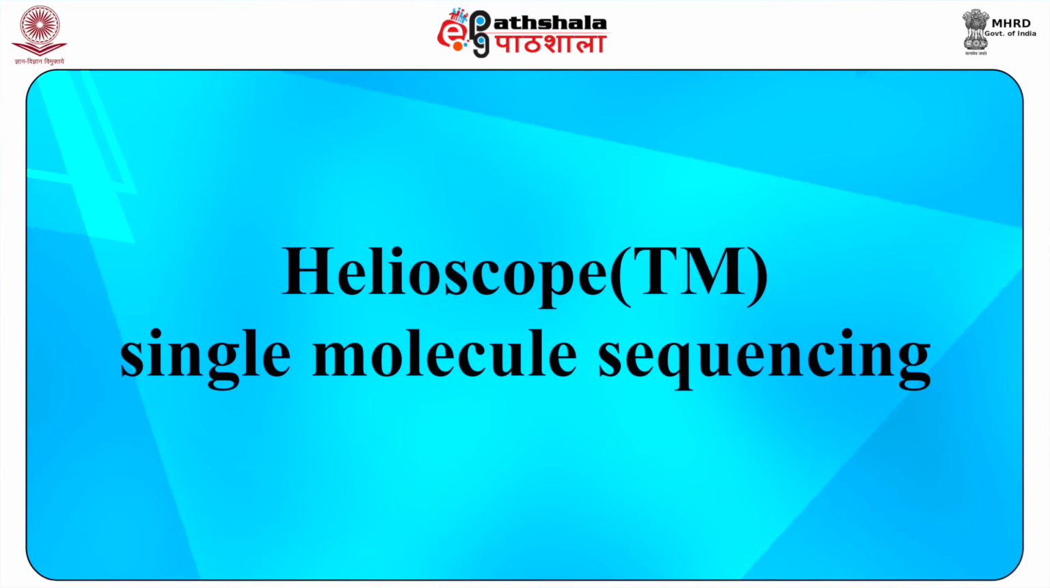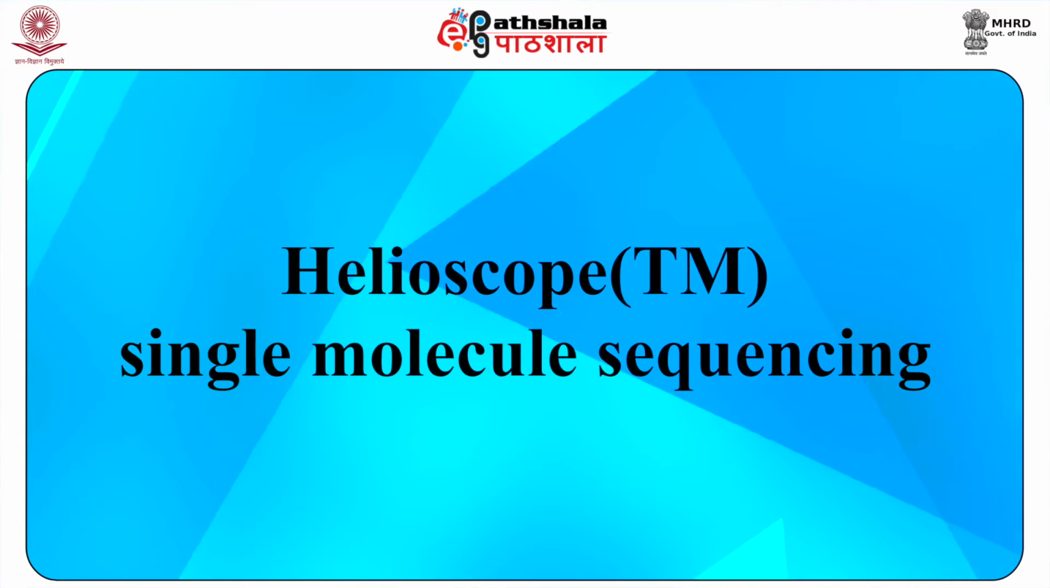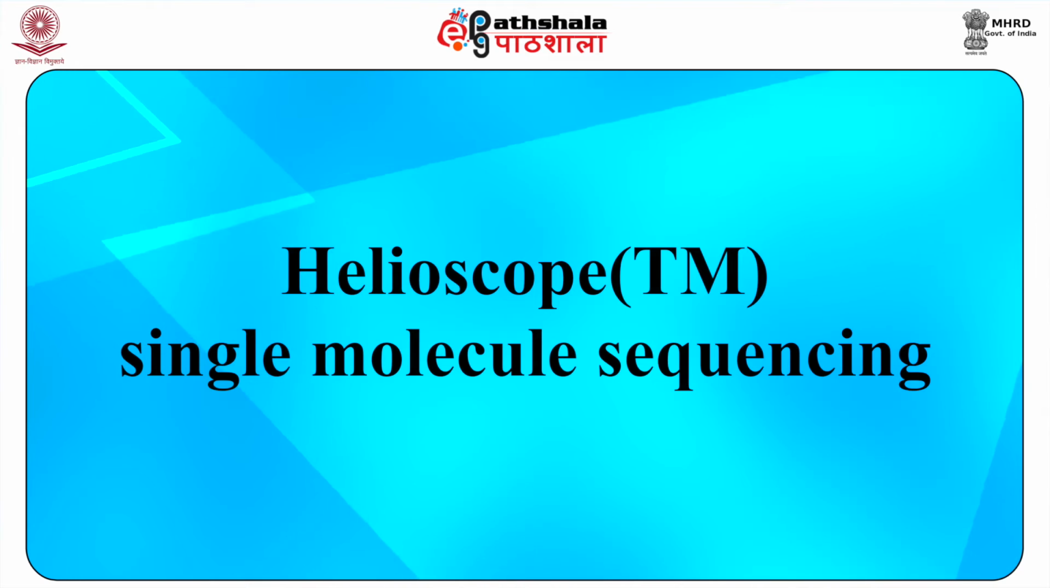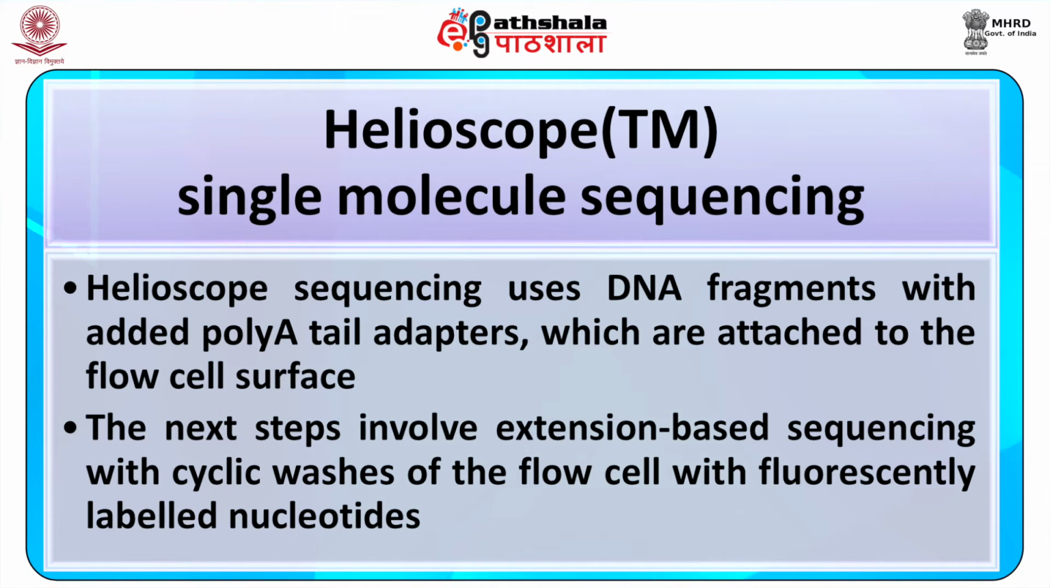Another method is Helioscope single molecule sequencing. Helioscope sequencing uses DNA fragments with an added poly A tail adapter, which are attached to the flow cell surface. The next step involves extension-based sequencing with cyclic washes of the flow cell with fluorescently labeled nucleotide.